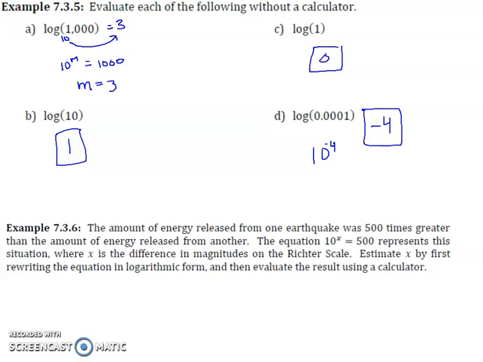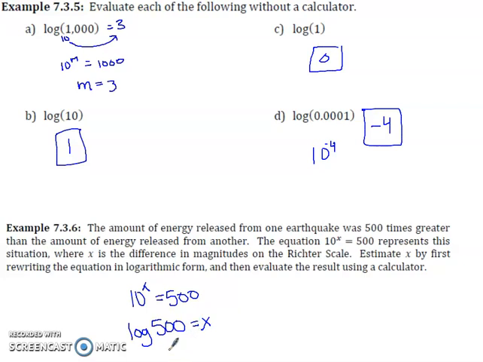In example 736, we're talking about energy released from an earthquake. In this earthquake, it was 500 times greater than the amount of energy released from another. So this equation represents our situation where x is the difference in magnitudes on the Richter scale. We're going to estimate x by first rewriting the equation in logarithmic form and then evaluating it using a calculator. So 10 to the power of x is equal to 500. In logarithmic form, this means log with a base of 10 of 500 is equal to x.